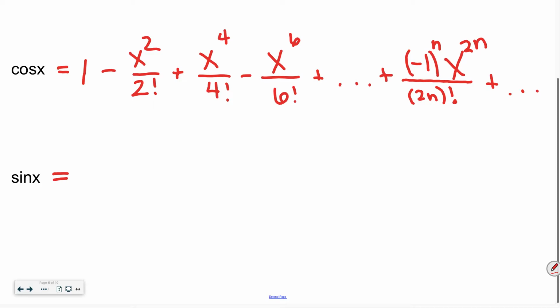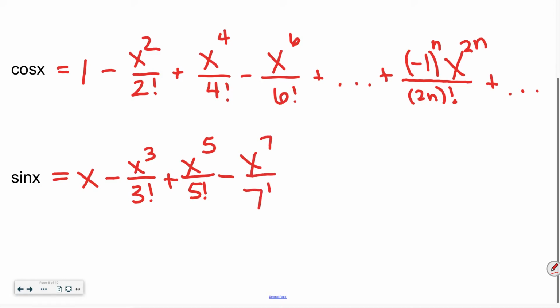What's going to happen here is we're basically going to get all of the other ones. The sine of 0 is 0. But then we get the first derivative to be 1. And then the second derivative is 0. And then the third derivative is negative 1. And then the fourth derivative is 0. But the fifth derivative is 1. And the sixth derivative is 0. But the seventh derivative is negative 1.